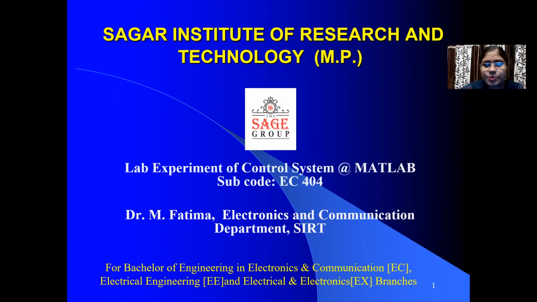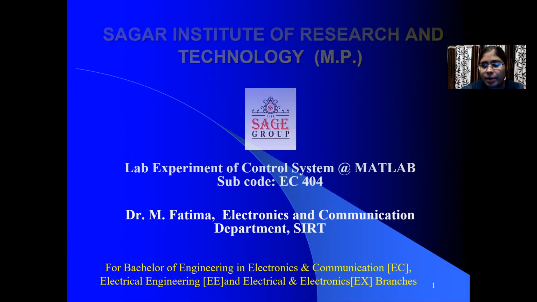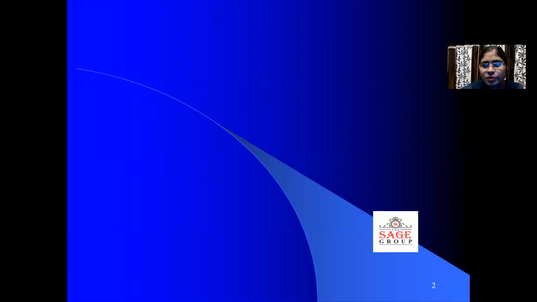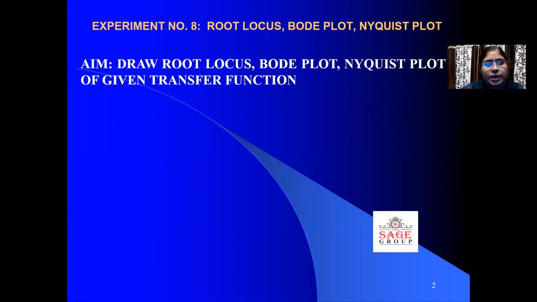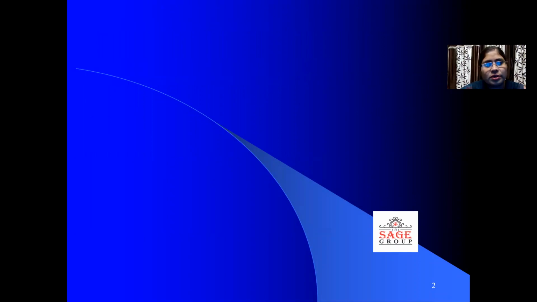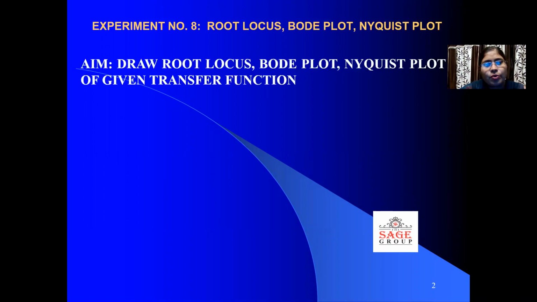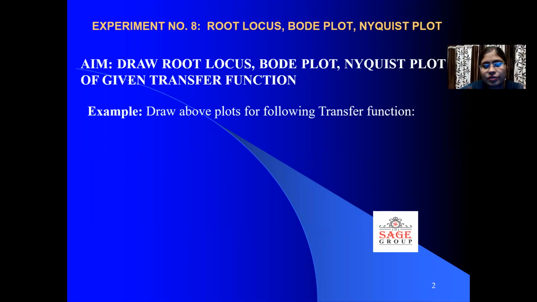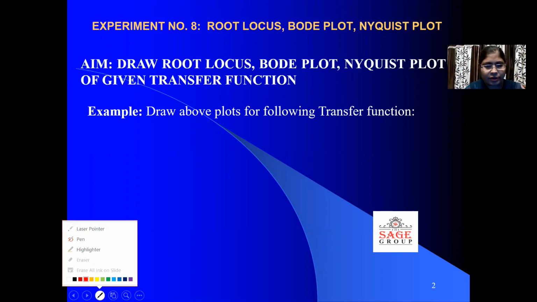I'm taking lab experiment of control system via MATLAB. Code is 404. Today I'm taking experiment number 8, root locus, Bode plot and Nyquist plot. Aim: draw root locus, Bode plot, Nyquist plot of given transfer function. I'm taking one example. Draw above plots for the following transfer function.